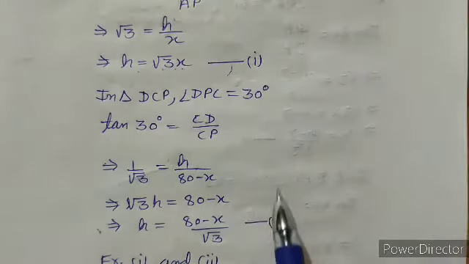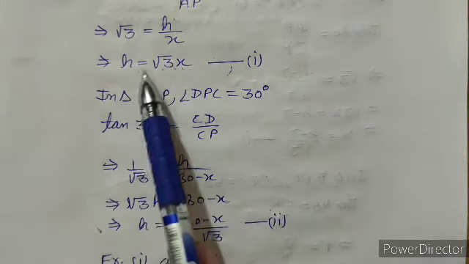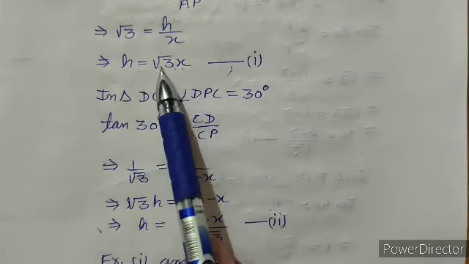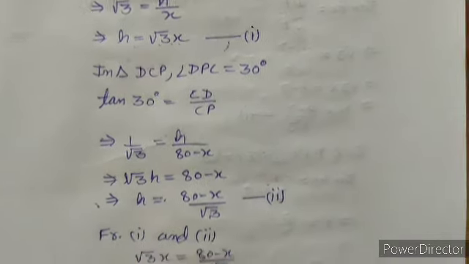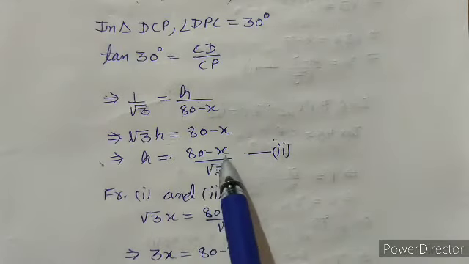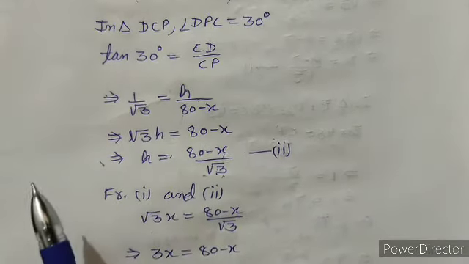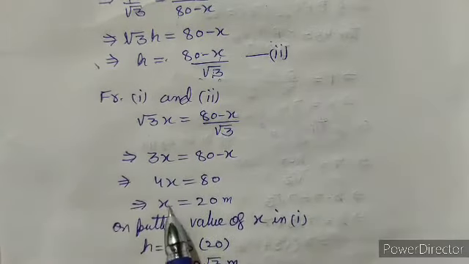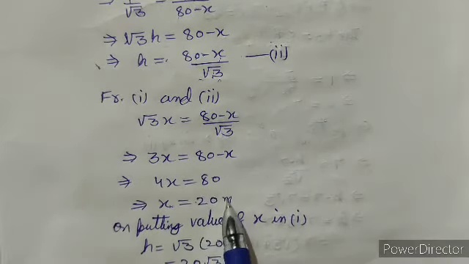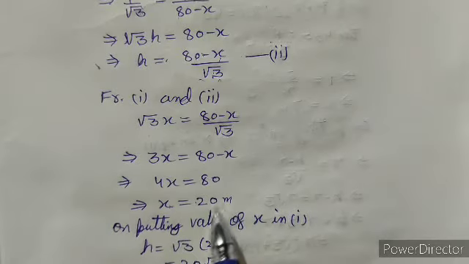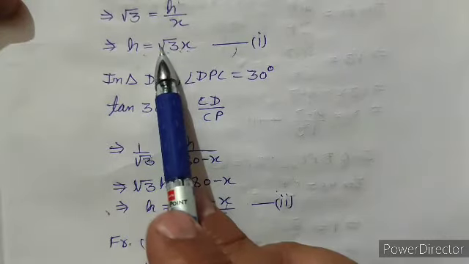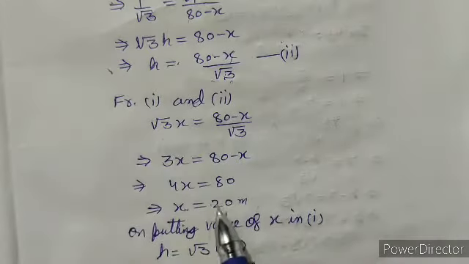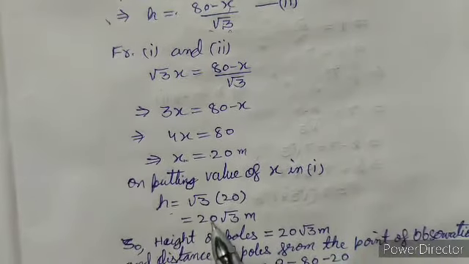Now from the first and second equations, in the first equation the value of h is root 3x, and in the second equation the value of h is equal to 80 minus x upon root 3. So we can say that root 3x will be equal to 80 minus x upon root 3, and that will give us the value of x, and here we are getting the value of x as 20 meter. Now on putting the value of x in the first equation, we can find the value of h, and that will be root 3 into x, and x was 20, so the value of h will be 20 root 3.